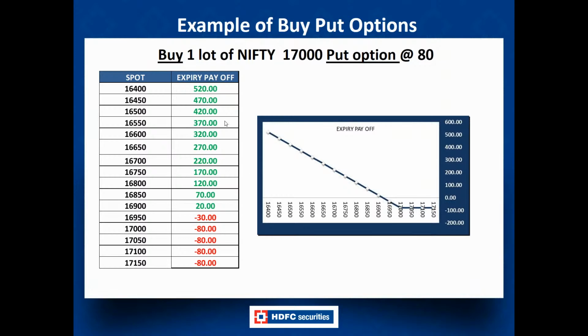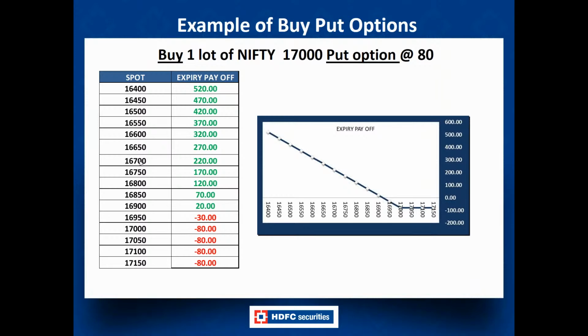So how 220? The difference between 17,000 and 16,700 is 300 points, and you have already paid 80 rupees while buying a 17,000 put option. So 220 rupees is the net you will be making if Nifty expires at 16,700 levels. This is the beauty of buying an option. Your risk is limited, the capital requirement is also very less, and your reward is unlimited if your view goes right.